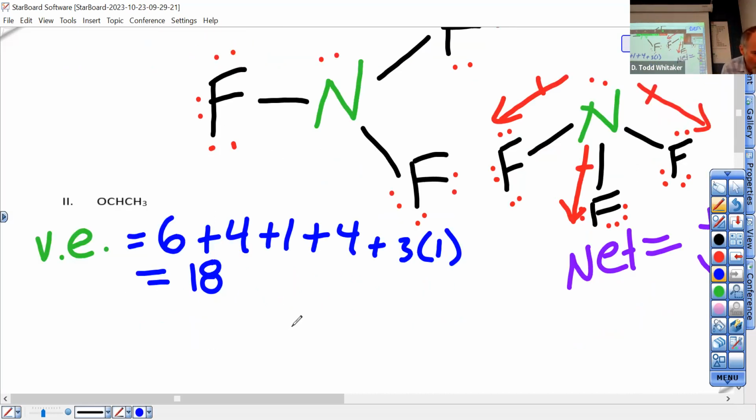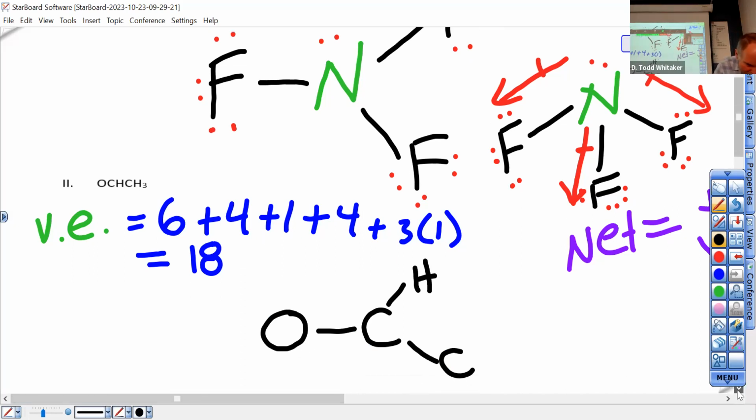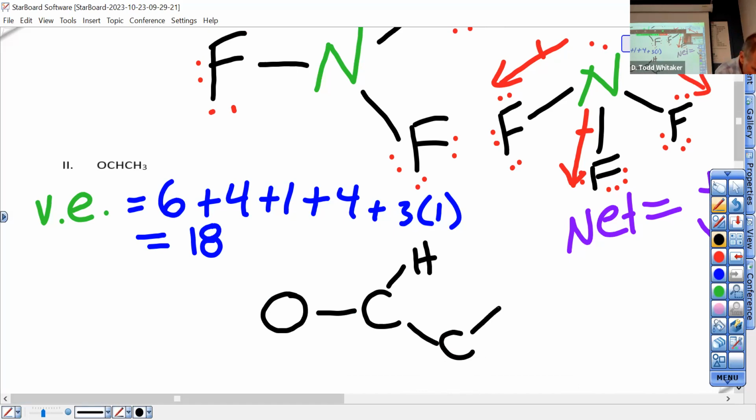Skeleton has O bonded to what? Don't say O bonded to H. O bonded to C. And C is bonded to C. And then H, separate. And that last C has how many bonds to H? 3. So 3 separate H's, right? So skeleton's looking like that.